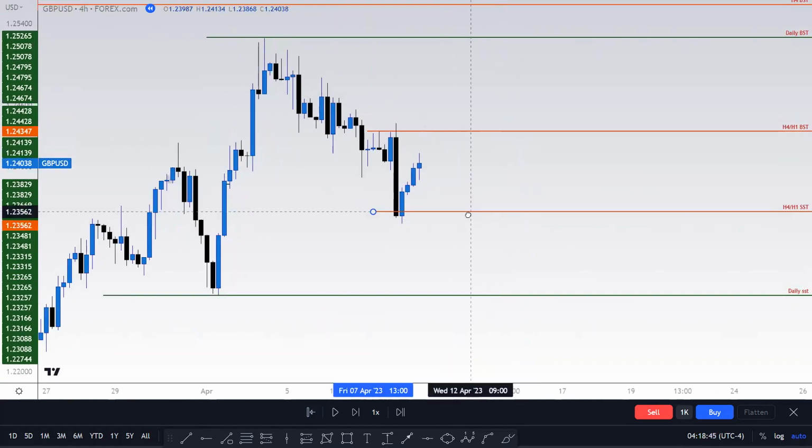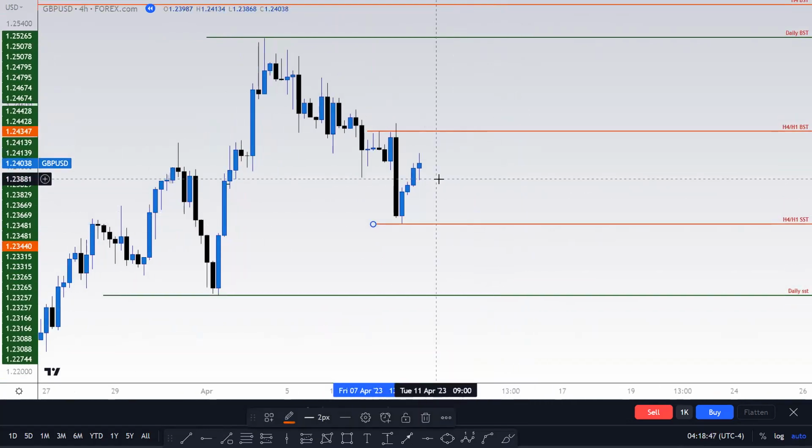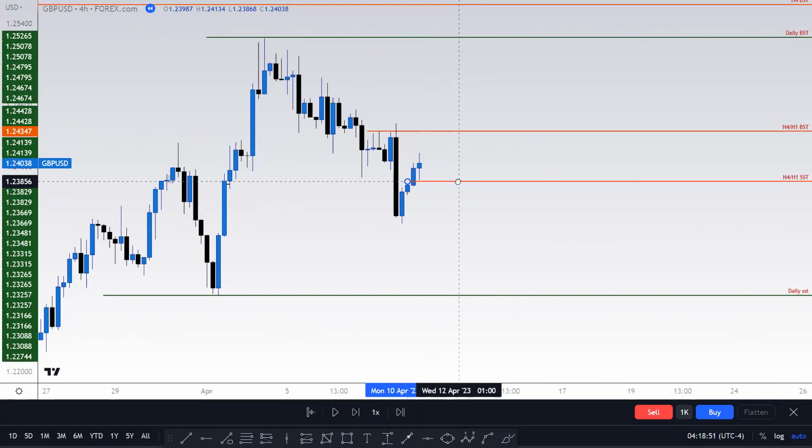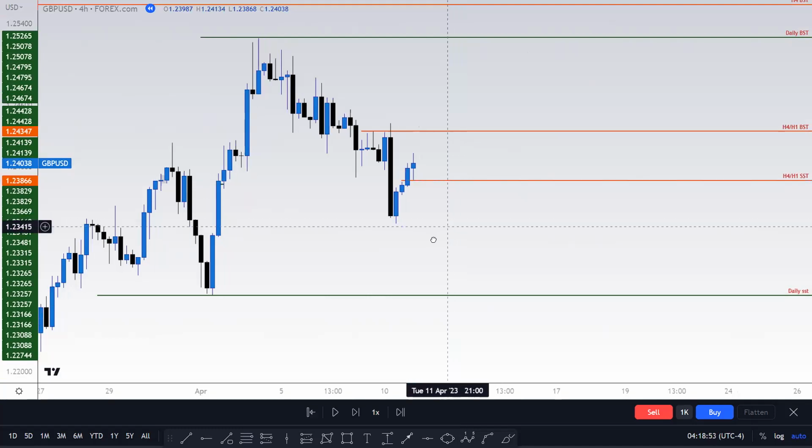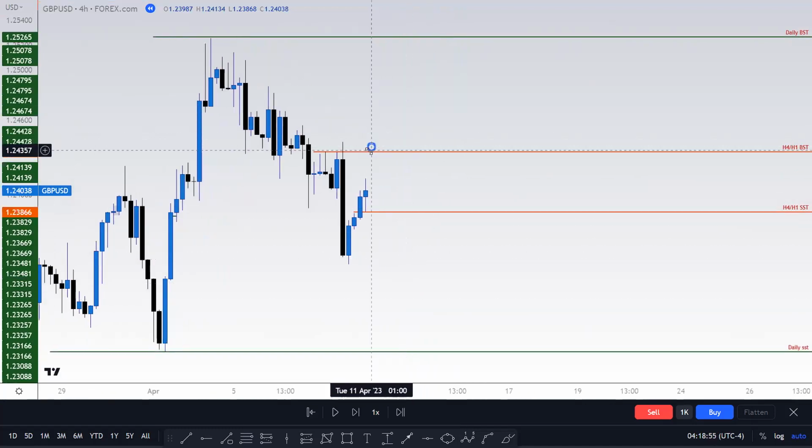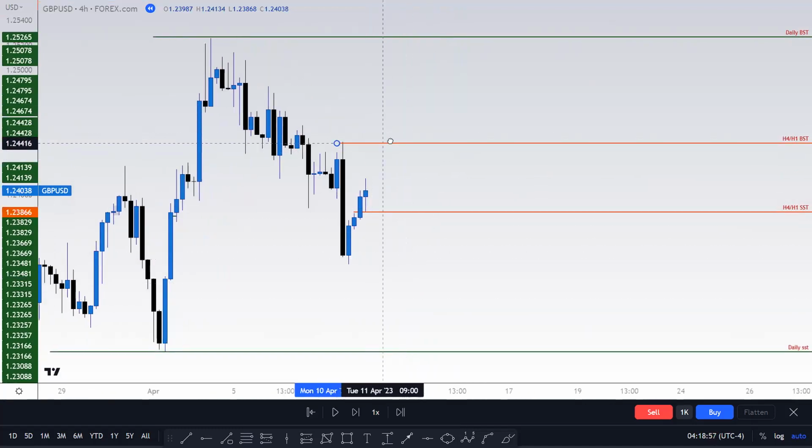So we have our H4 sell side target being this imbalance right there. I'm just going to put a line there for now to keep things moving a little faster. And then we have the H1 buy side target being the swing high up here. So it's the sell side, it's the buy side.